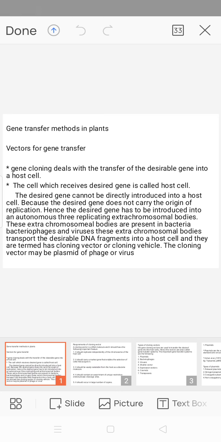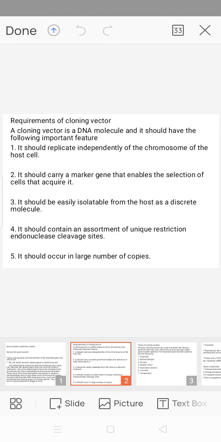These extra chromosomal bodies are present in bacteria, bacteriophages, and viruses. They transport the desirable DNA fragment into a host cell, and they are termed as cloning vector or cloning vehicle. The cloning vector may be a plasmid, phage, or virus. And the requirements for cloning vector.